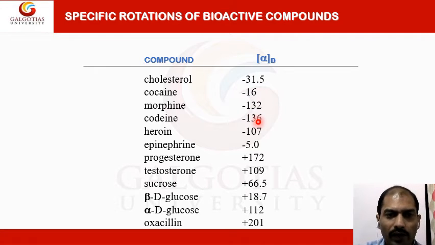These are calculated in the way we have already discussed, on the basis of which these standard values have been calculated. These are the reference table, and you can keep in mind some of the examples of how much the specific rotation is, like for morphine or codeine, whatever the specific rotation of these is, so you can remember these things.